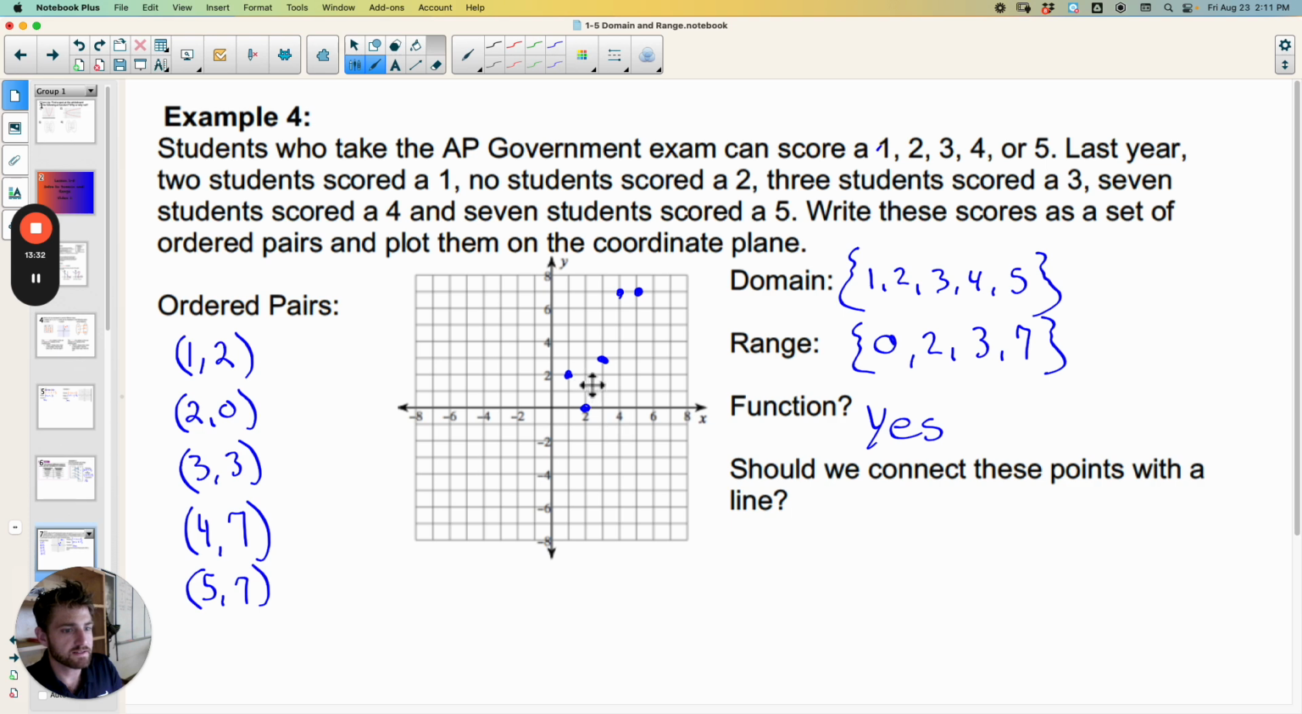And does it make sense to connect these points? No, it doesn't. These are just independent variables here. So this is discrete data, because it doesn't make sense to connect these points, because you cannot make a score in between 1 and 2, or 2 and 3, or 3 and 4, or 4 and 5. There's no values that are in between those, so it does not make sense to connect those points. So we're going to say no.